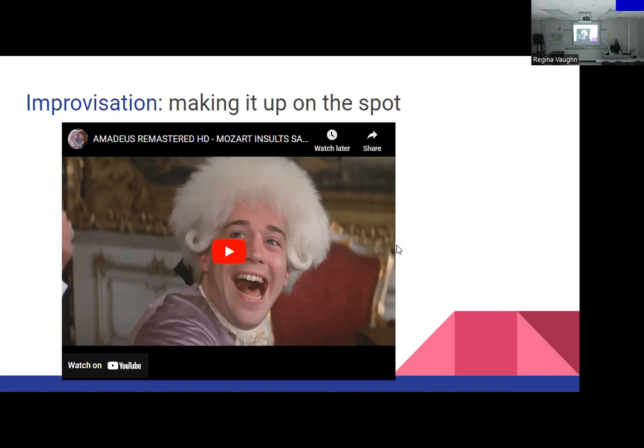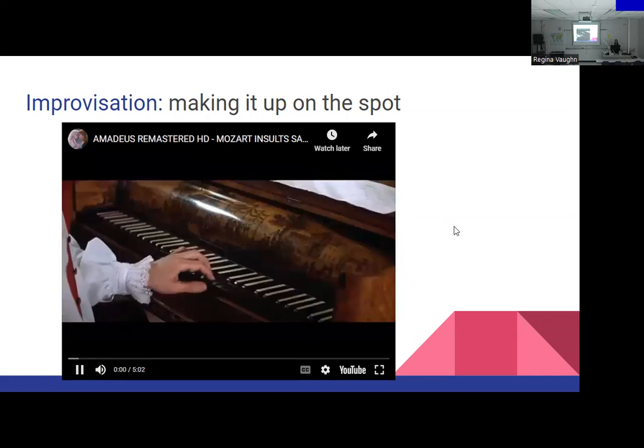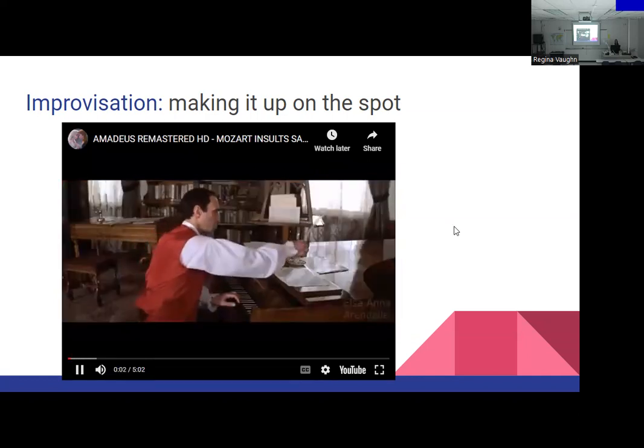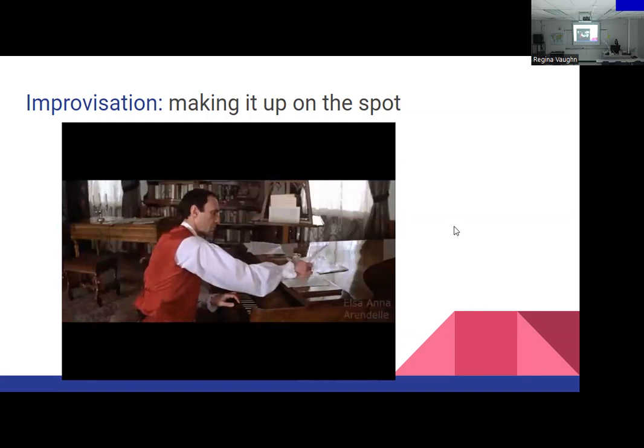And here is a little apocryphal story from the movie Amadeus, which is based on the life of Mozart, and is not, as movies often are, entirely true. But this is Mozart improvising on a melody that was written for him by another composer named Salieri. This is Salieri writing his little march.